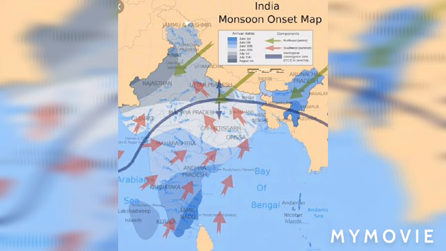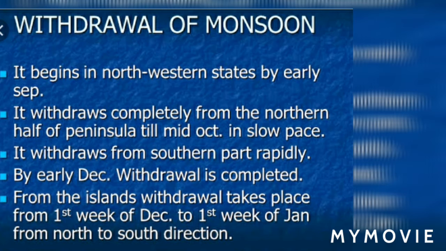By mid-July, the monsoon reaches Himachal Pradesh and the rest of the country. Withdrawal or the retreat of the monsoon is a more gradual process. The withdrawal of the monsoon begins in the northwestern states of India by early September. By mid-October, it withdraws completely from the northern half of the peninsula. The withdrawal from the southern half of the peninsula is fairly rapid. By early December, the monsoon has withdrawn from the rest of the country.